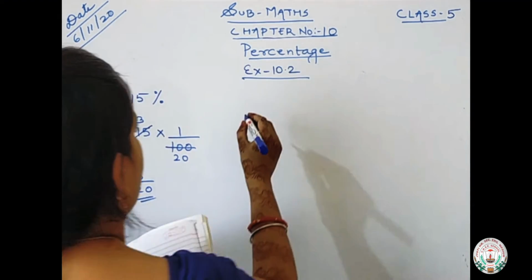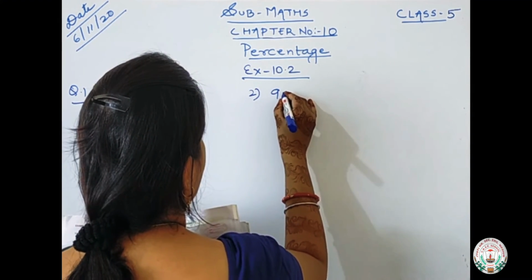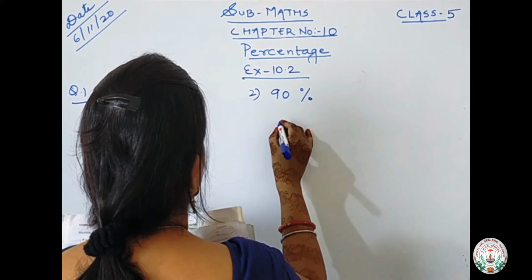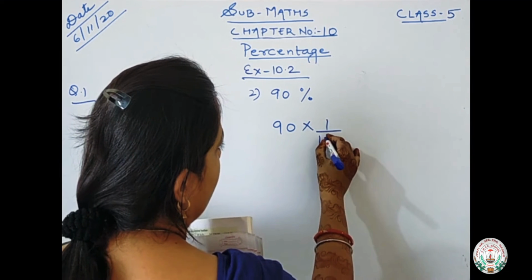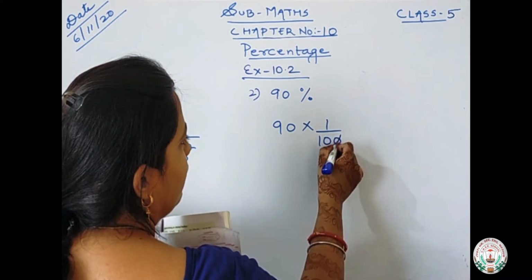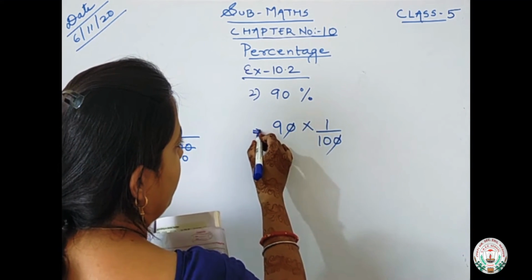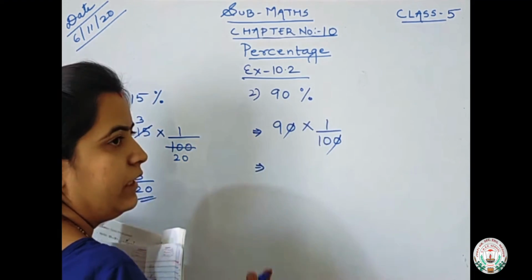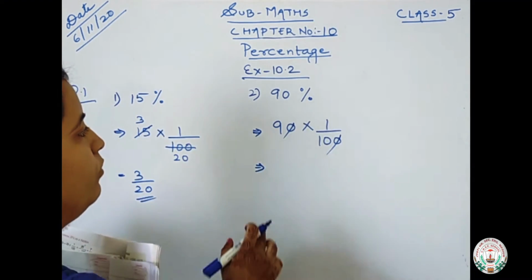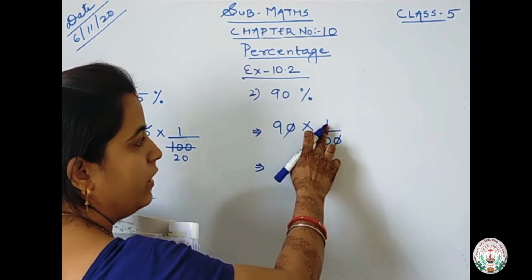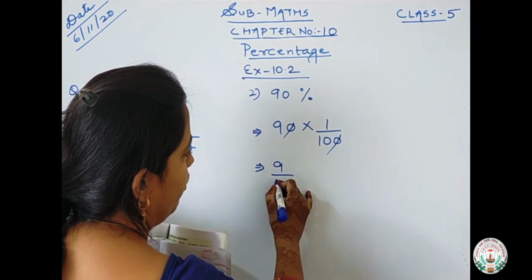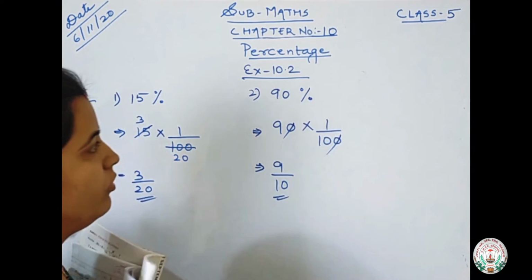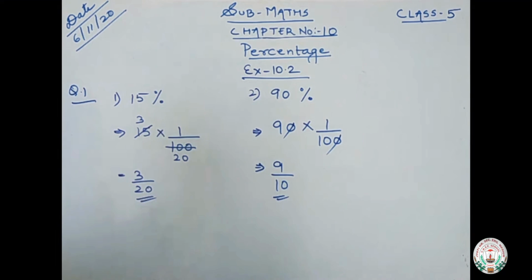Number 2 is 90 percent. So 90, in place of percent we will put 1 upon 100. Here the zeros cancel out. What is left? 9 and 10 cannot be further simplified. So we multiply numerator with numerator and denominator as it is. 9 ones are 9 upon 10. So the lowest term for this percentage is 9 by 10.